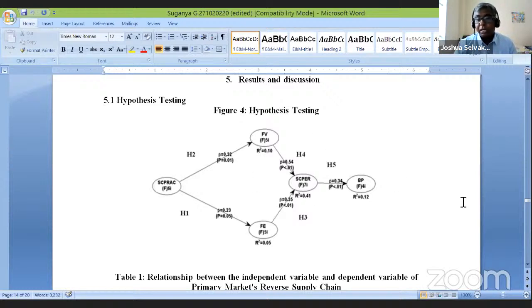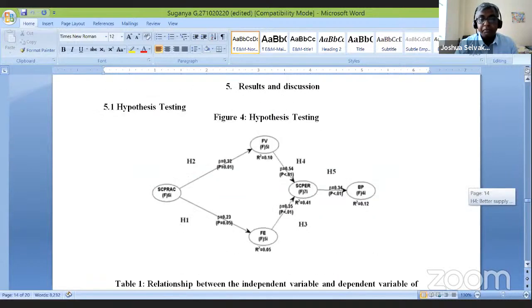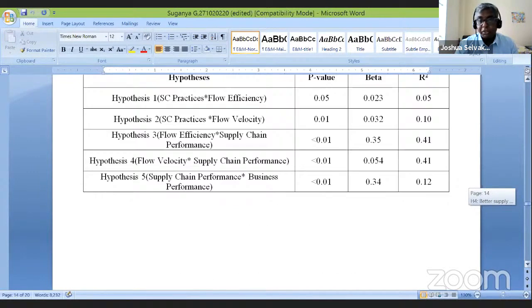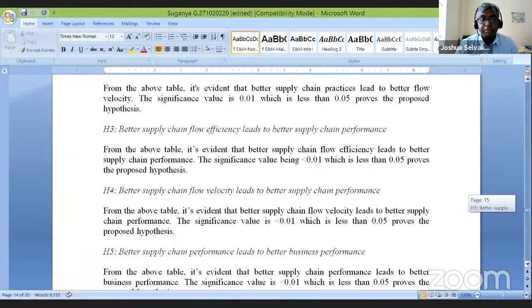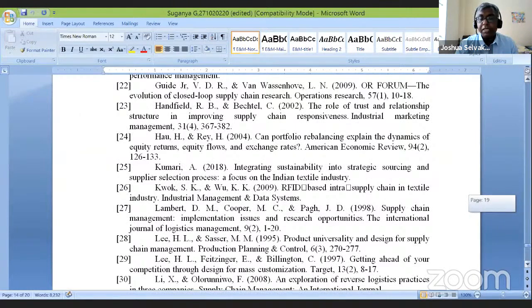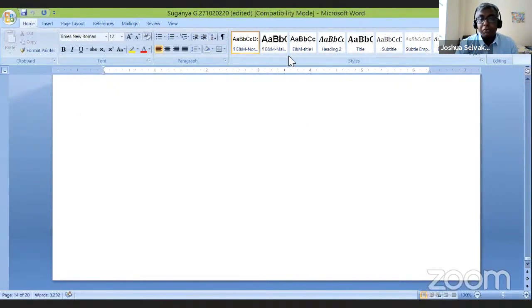So what we will do is we will do a small problem in a software. I will introduce you to a software. So this is the testing of the hypothesis, the p values, the beta values, the R square values. Okay, so this is the paper. And we come to the conclusion and references. So two papers I've just shown you. One is a conceptual paper. The other one is an empirical paper.